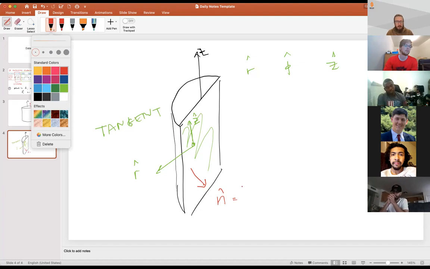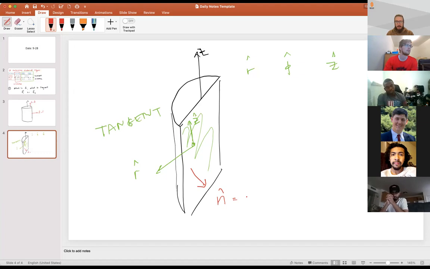So what must the normal component be? Phi. Yeah, it must be phi, right? It's the only one we have left. So no matter where you are on this surface, if you choose the vector in the phi direction, it is normal to this sliced cylinder. Okay.